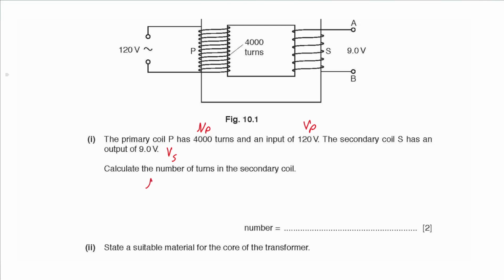We can use NS over NP is equal to VS over VP, and then substitute. NS is unknown, NP is 4000 turns, VS is 9, VP is 120 volts, and then we cross multiply 4000 times 9, and then we divide by 120. That gives an answer of 300 turns.